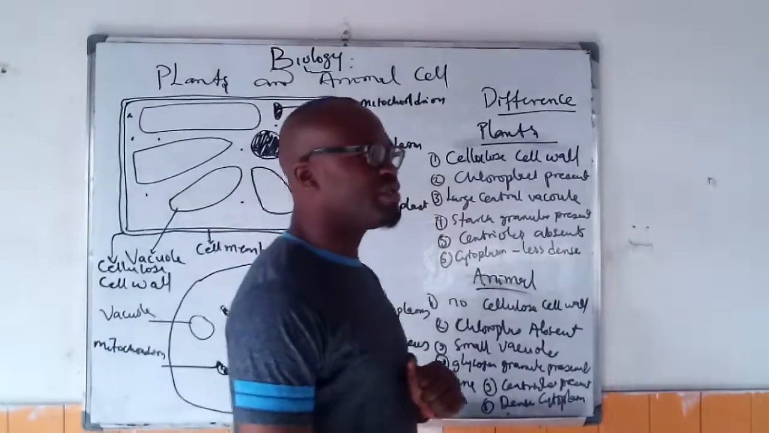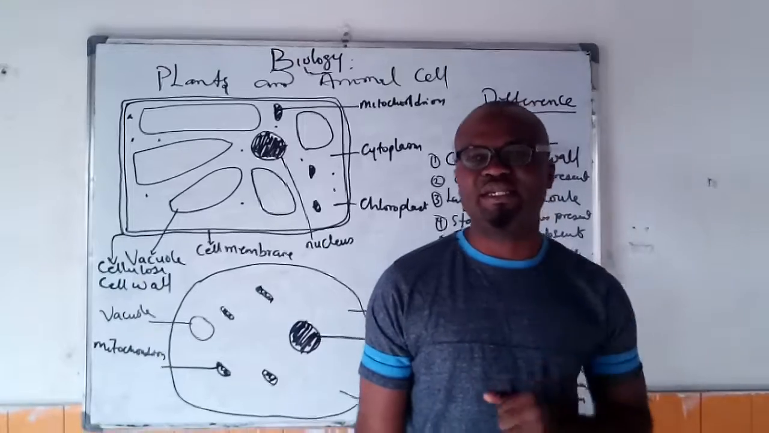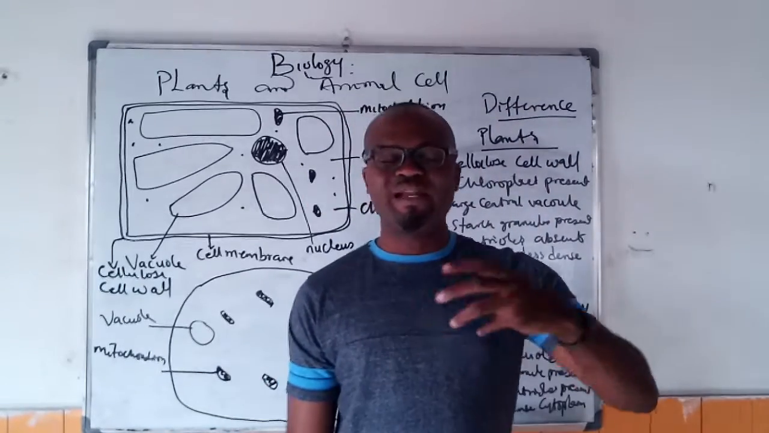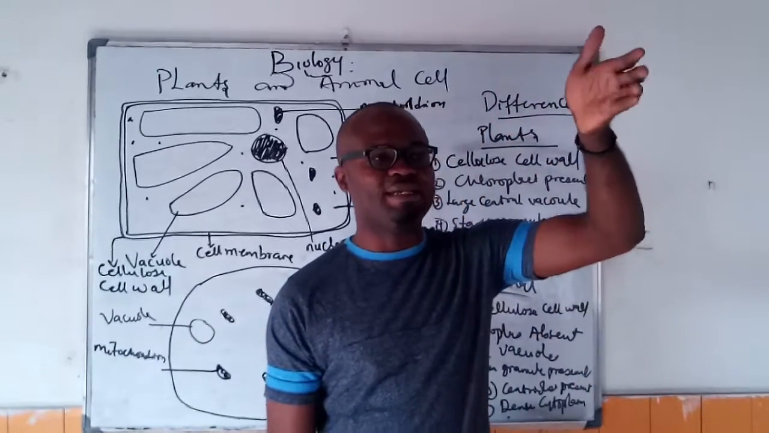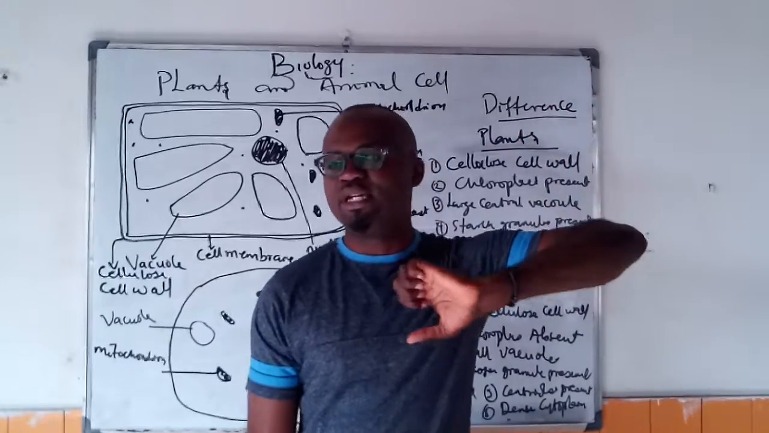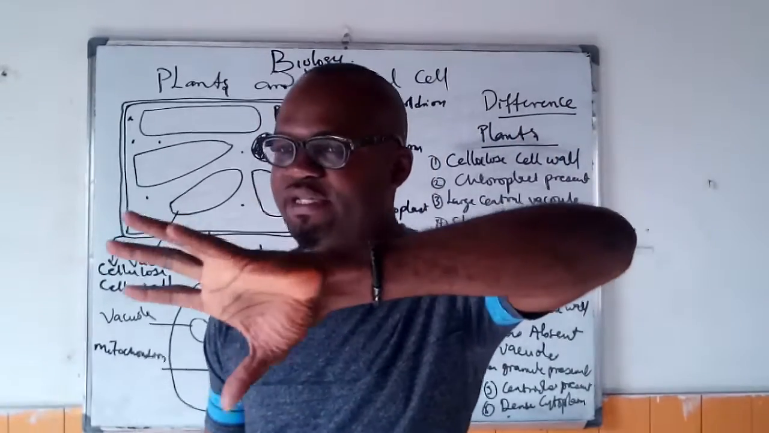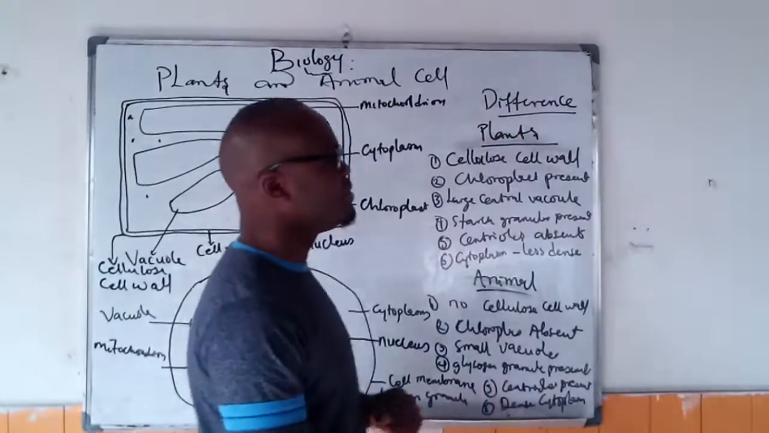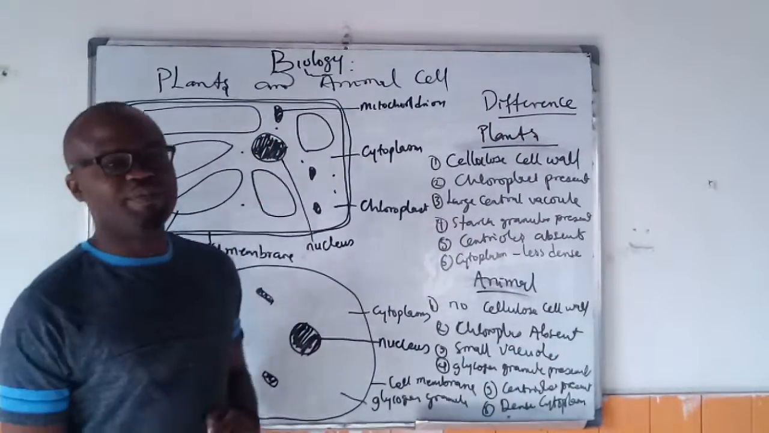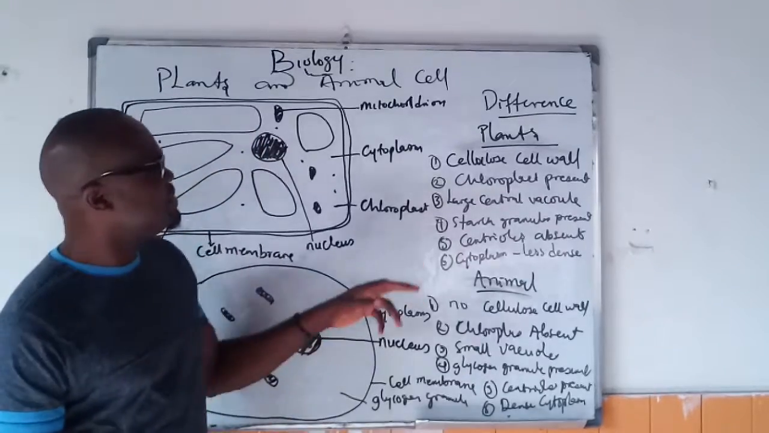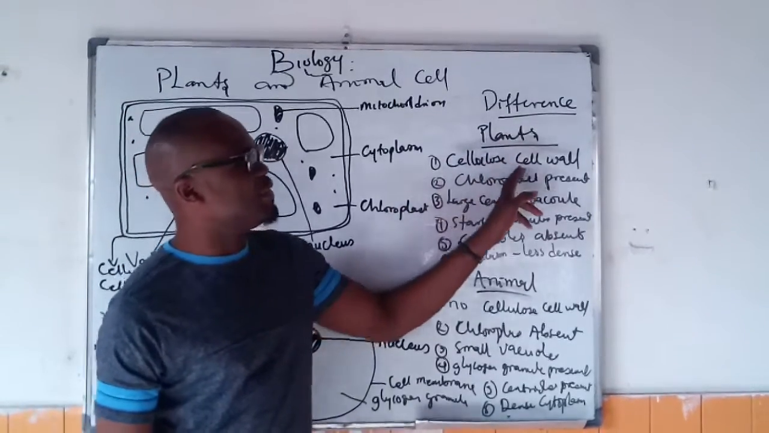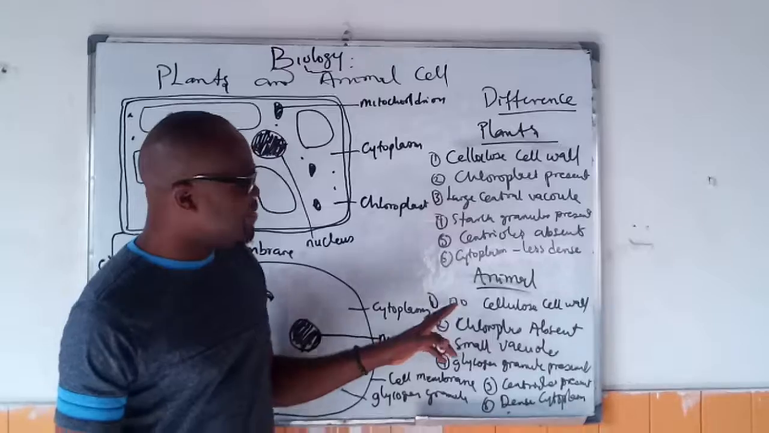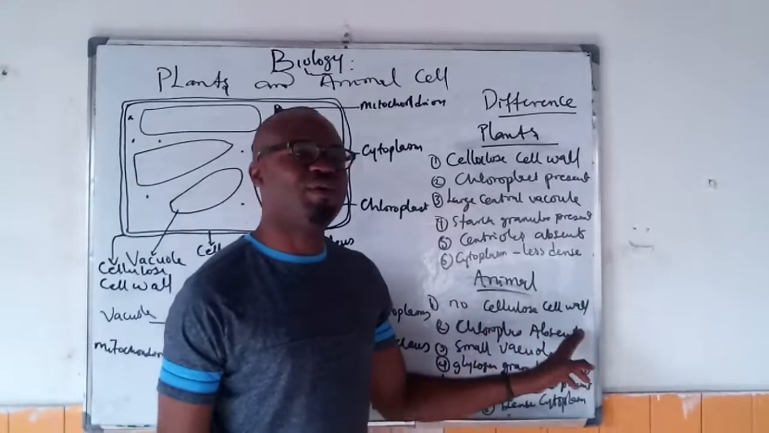Now, most of the questions that you will have in your SSC or your JAM will relate to the differences between the plant and the animal cell. So what are the differences between the plant and animal cell? The plant cell has a cell wall. The animal cell does not have a cell wall.